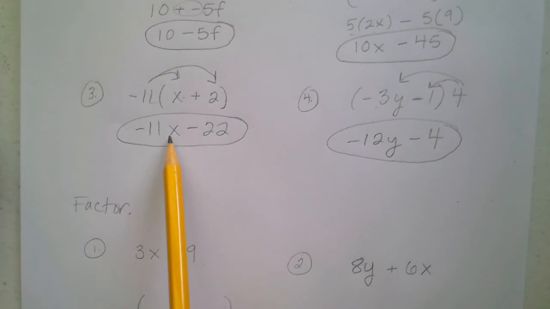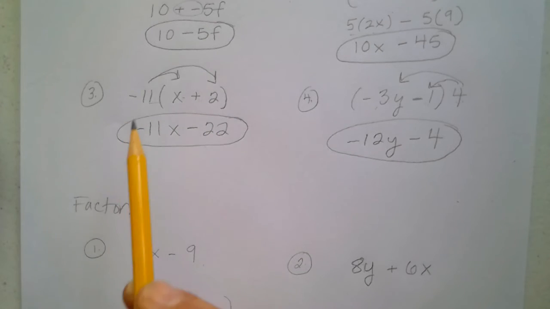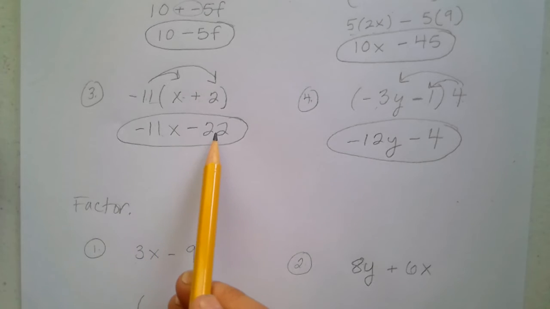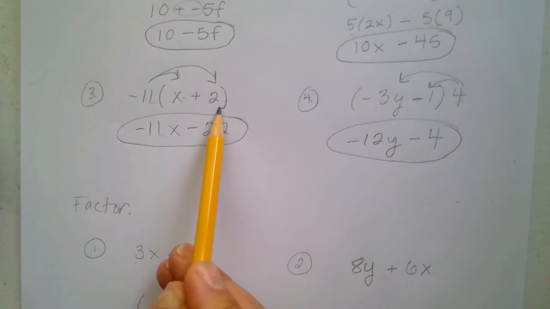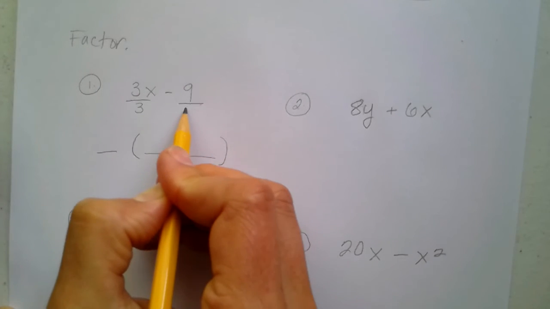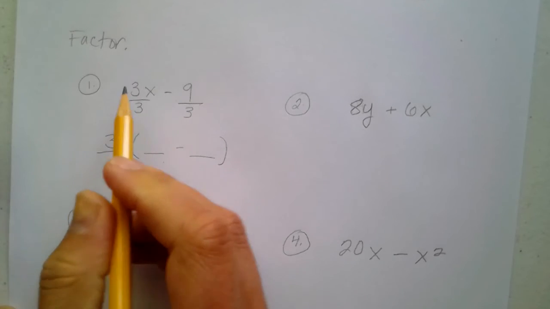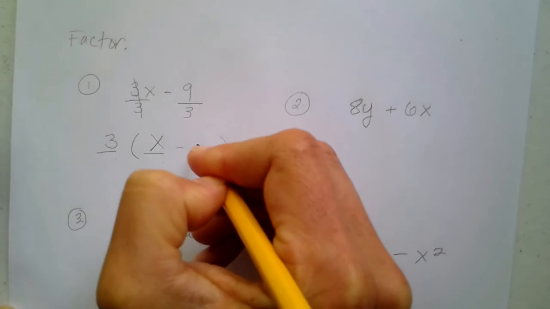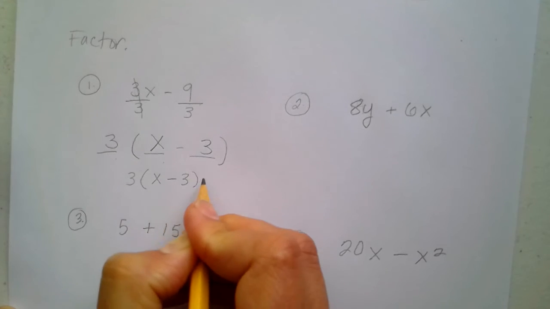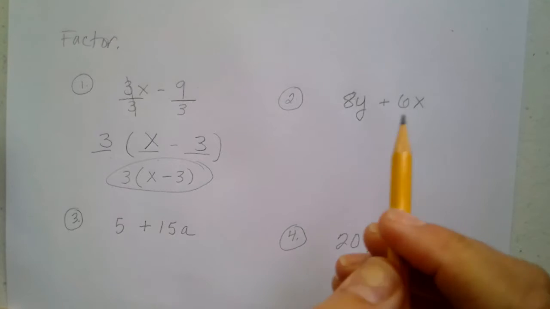So if I were to change this answer back into the product of this sum, it would look like this. I'd divide this by -11 and this one by -11, and it would factor into this. So let's see. So if I divide by 3 here and I divide by 3 here, I'm going to pull that 3 out in front, and I'll have 3 groups of, these cancel, x minus 3. So the answer is 3 groups of x minus 3, and you can always distribute it back in and see if you go back to where you started.